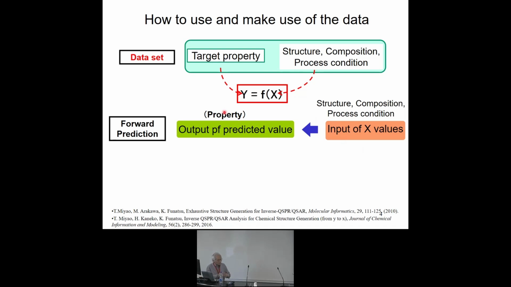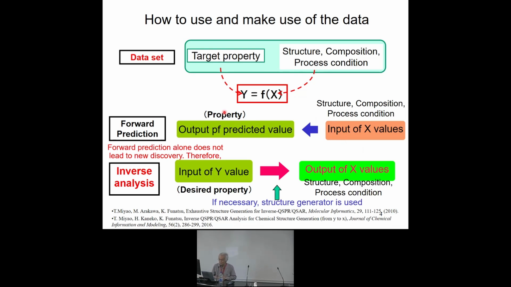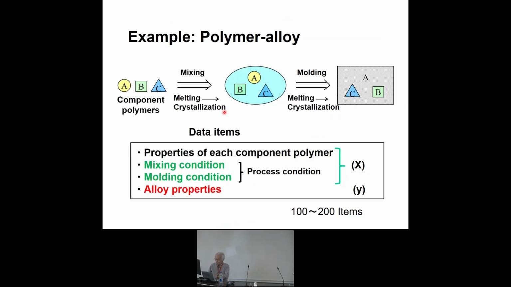But unfortunately, we cannot get unexpected results. That's the problem. So forward prediction alone doesn't lead to new discoveries. Therefore, inverse analysis is required. In this case, when we input the Y value, the desired property, we can get the output of X, namely structure, composition, and process condition candidates. This is the basic concept of inverse analysis.